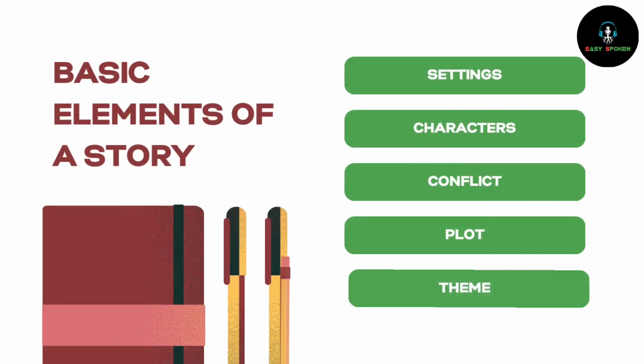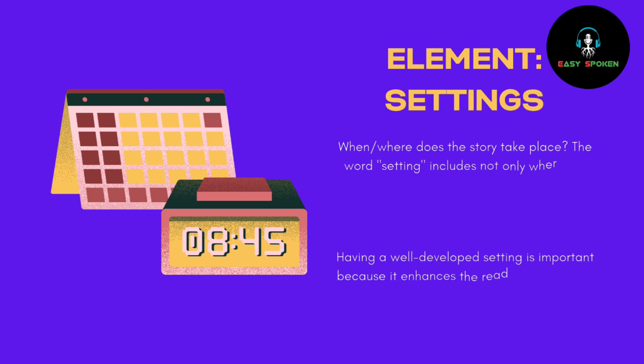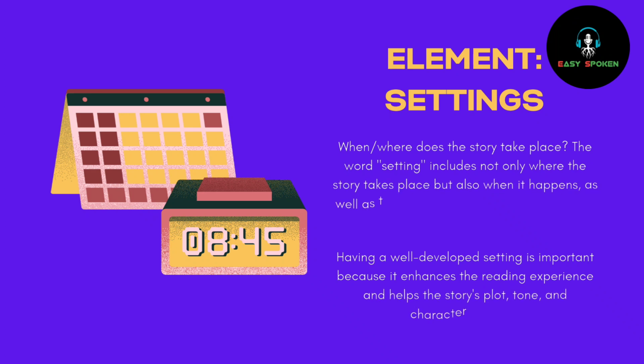Basic elements of a story. Settings, characters, conflict, plot, theme. Element. Settings. When and where does the story take place? The word setting includes not only where the story takes place, but also when it happens, as well as the people and culture that live in the world where the story takes place.